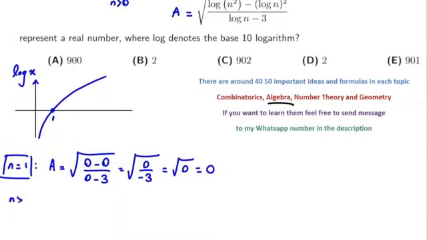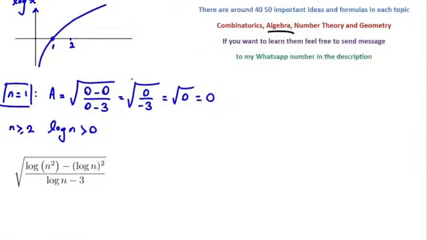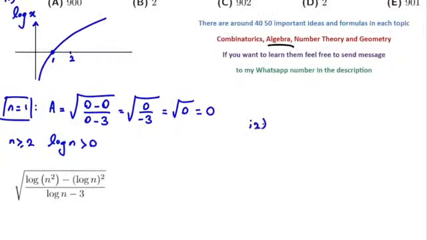Now, suppose n is at least 2. As you can see, log n is positive, greater than 0. Now let's consider the sign of the numerator and denominator. Let's first focus on the numerator. One rule in logarithm, which I mentioned before the exam, is that log a to the m is m log a.